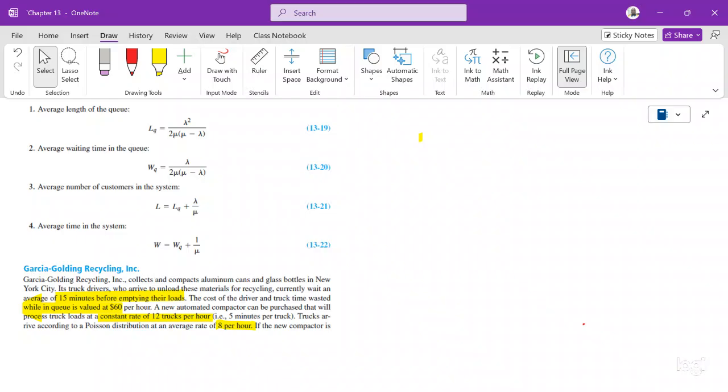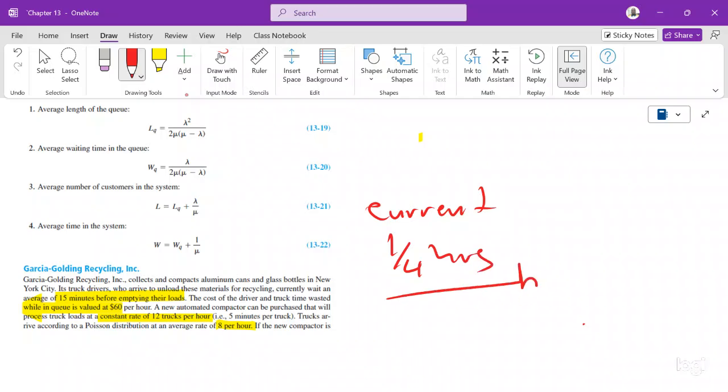Then we now go to the formula. We are looking for WQ equals to, that's your formula there, rate of arrival over 2 times your service rate minus the rate of arrival, which becomes 8 over 2 times 12 minus 8.